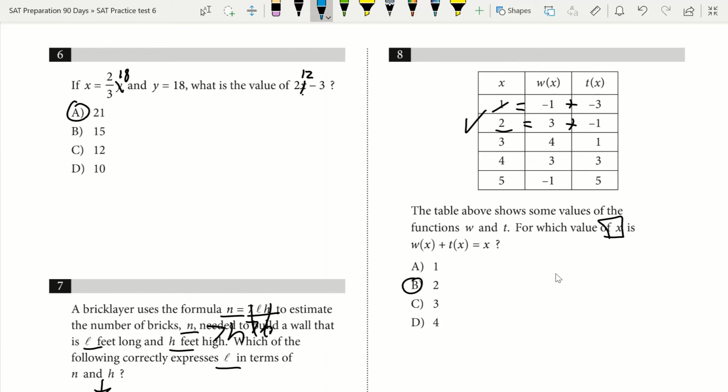So I've got x equals 2/3 y, y is 18, 2/3 times 18 is 12. What's 12 times 2? That's 24. 24 minus 3 is 21. Check number 6. 6 is correct.